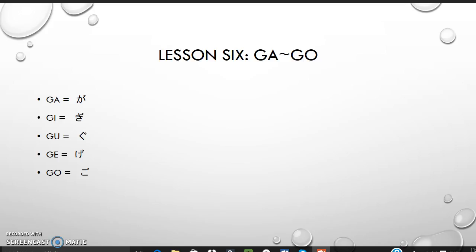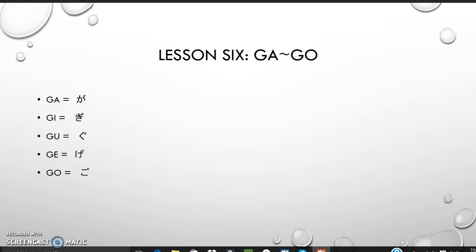A good word that uses ge would be geinokai, like the entertainment industry. You might have also heard of geinojin. Geinojin are like entertainers in Japan. So it's a pretty good word to remember.